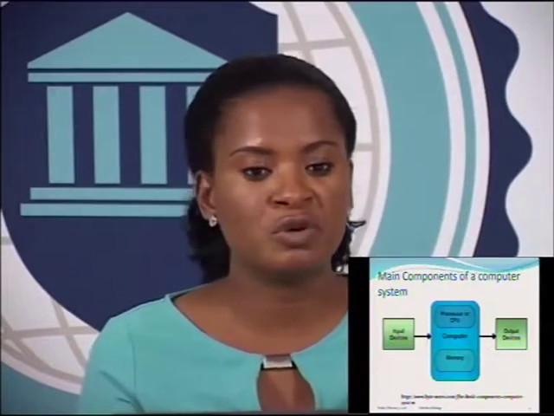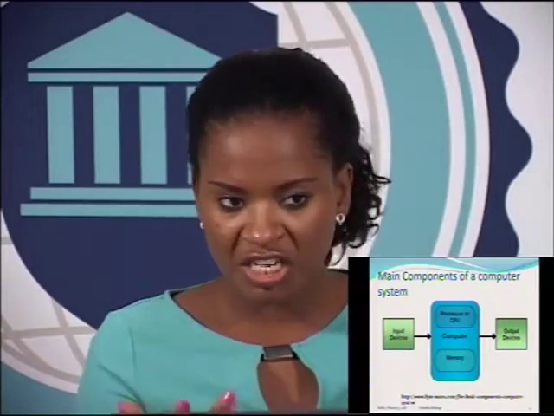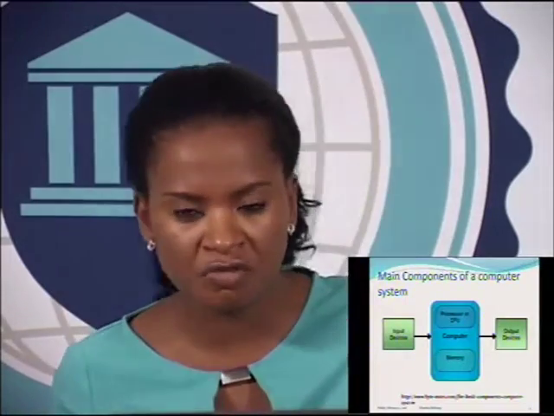Now, another main component of the computer is the output device. Output devices are the devices where the processed data is sent for you to view or for you to hear. These devices could be your monitor. The monitor is an output device because through the monitor we can see our document or our data turned into information.